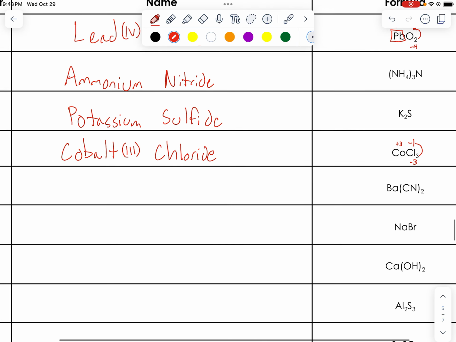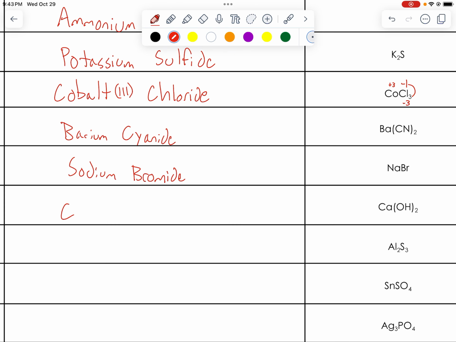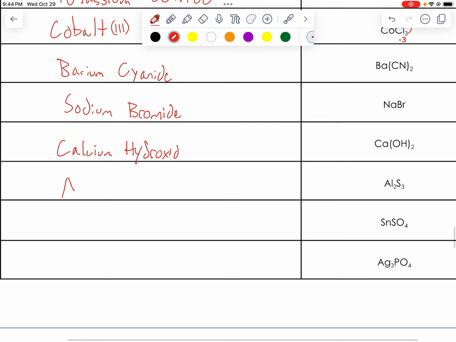All right, Ba, barium. CN is cyanide. And you know that from looking it up on the back of the table. Na is sodium. Br is bromine, but it becomes bromide. Ca is calcium. OH is hydroxide. Al is aluminum. S is sulfur, so it becomes sulfide.